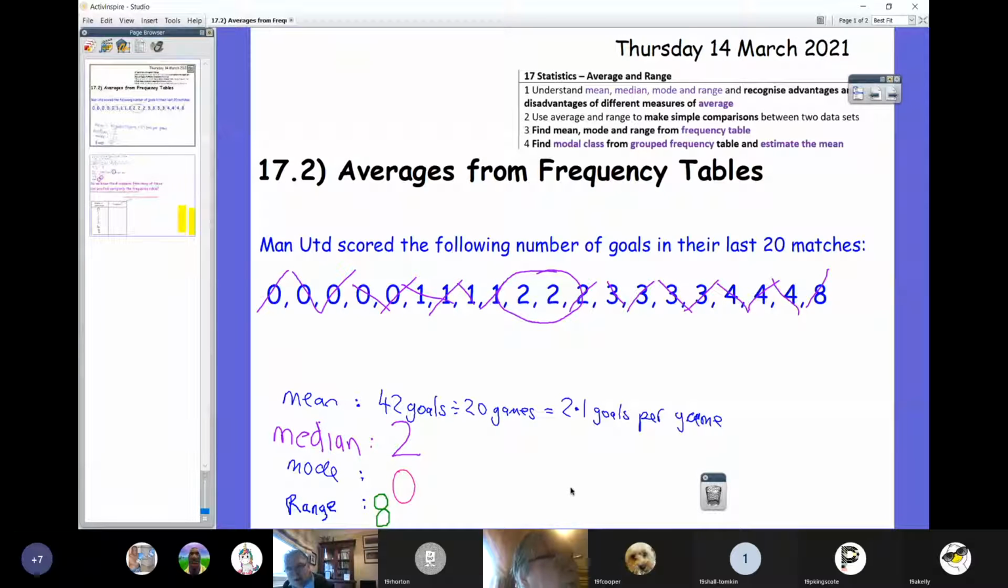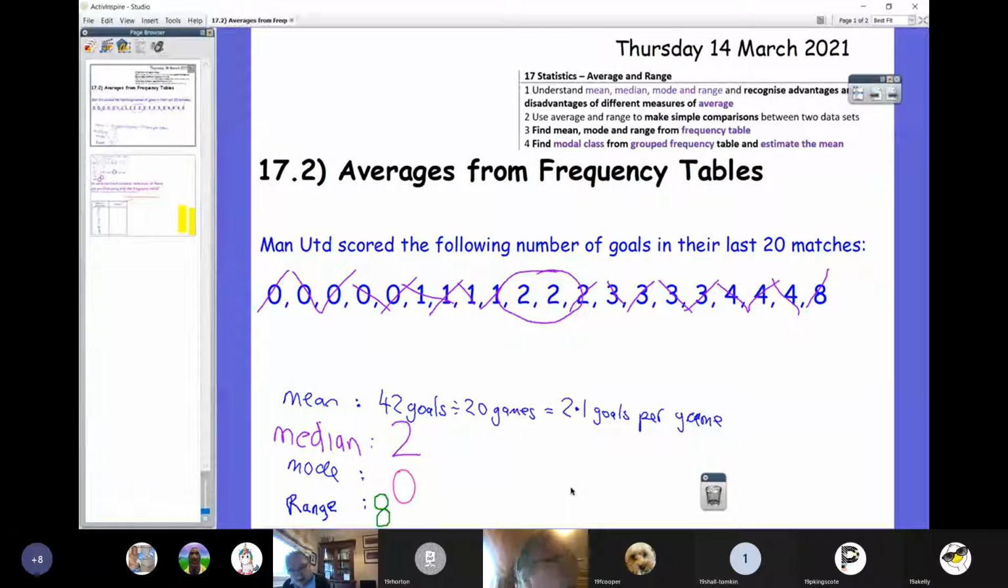There is an even number of numbers here. There are 20 numbers, so there are two numbers in the middle, and you work out the average of those two. Now, obviously, because they're both 2, the median is 2. Now, the mode: what was the number of goals that Man United scored most often? Well, it's no goals, because that happened on 5 occasions, just like last night as it happened. And then the range is the biggest number of goals they've ever scored in the 20 matches, which was 8, take away the smallest number of goals, which is 0.